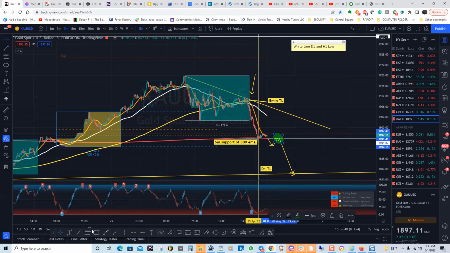That's one scenario. But what happens if it goes this way, and it retests the 800 here with this support line? Then I'm taking it to the 5-minute trend line here. See that?